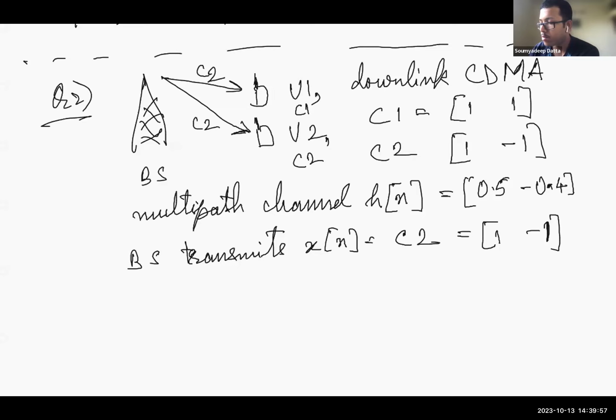Okay, let me first write the question. The question is: correlation at user 1 and user 2. What happened here? Okay, I see some mess. Let me clear it up.